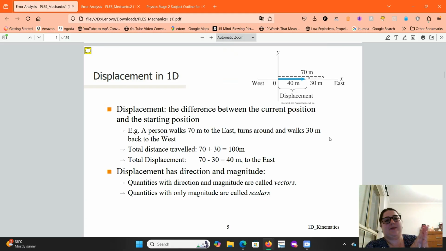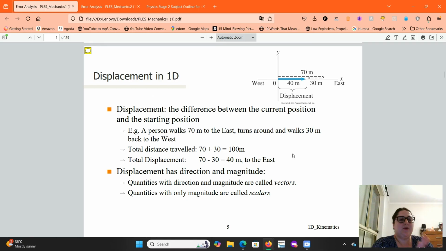Alright, so displacement in one dimension. Displacement is the difference between the current position and the starting position. Like I explained to the Year 11s, displacement doesn't care about the in-between space you move, it just wants to know how far you are from where you started to your current point in time. For example, a person walks 70 meters to the east, turns around and walks 30 meters back west. Total distance traveled is 70 plus 30, which is 100 meters. Total displacement: 70 in a positive direction, 30 in a negative direction, gives you 40 meters positive.